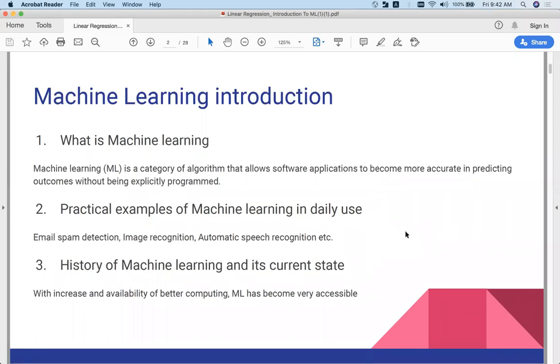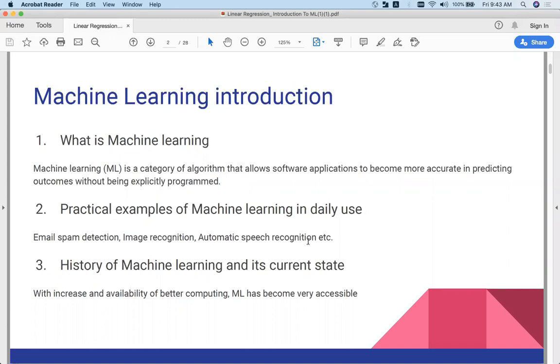So every product has some sort of machine learning and artificial intelligence in it nowadays. That is the reason we are learning this. These examples are also given here. So what are the practical examples of machine learning in daily use? Email spam detection. By the way, in Google, there's a lot of spam detection happening. Person and face detection, age detection, gender detection, all of these are machine learning. So image recognition is happening.